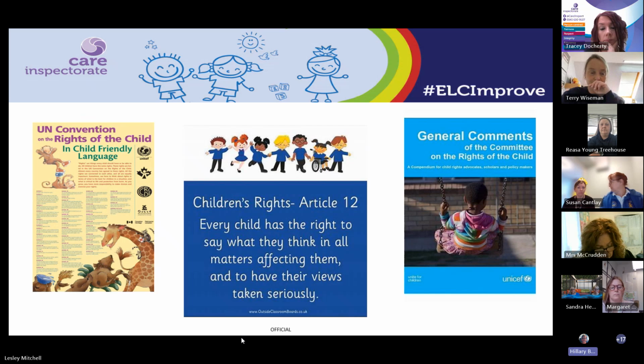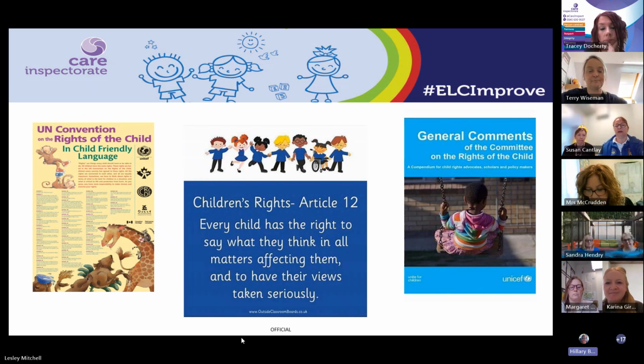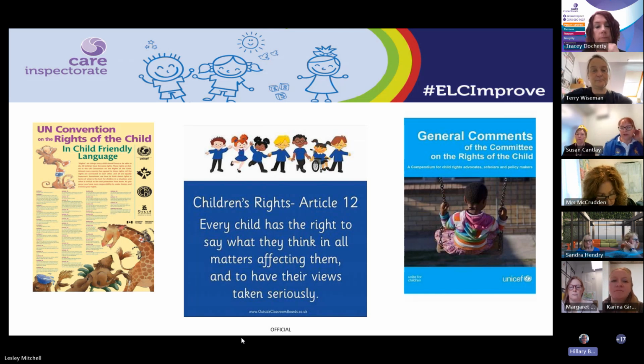At our last session, Karina and Tracy covered the UNCRC with a particular focus on Article 12, as well as introducing you to and discussing General Comment 7. So I'll now hand back over to Tracy. Thanks, Tracy.